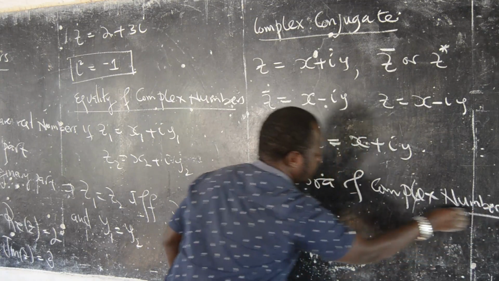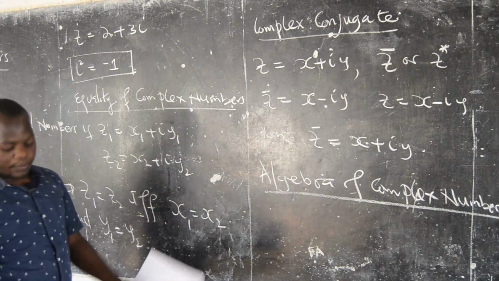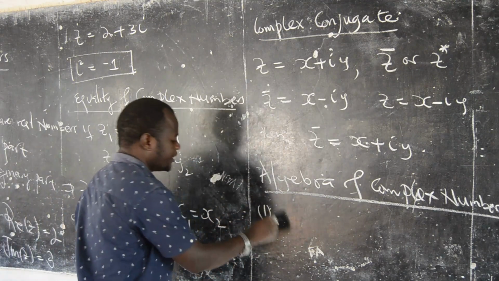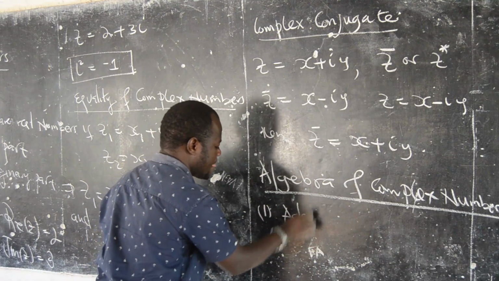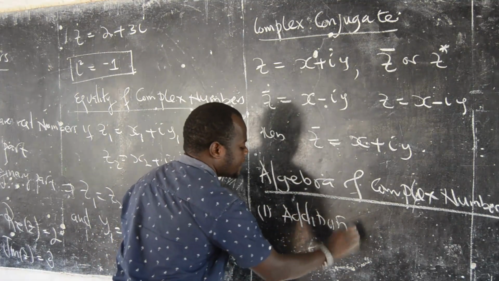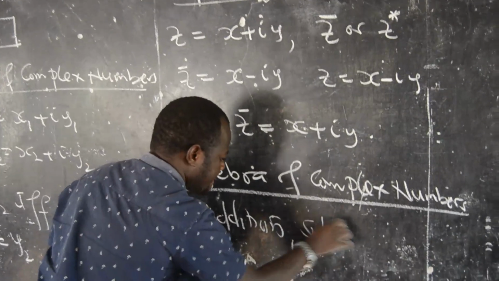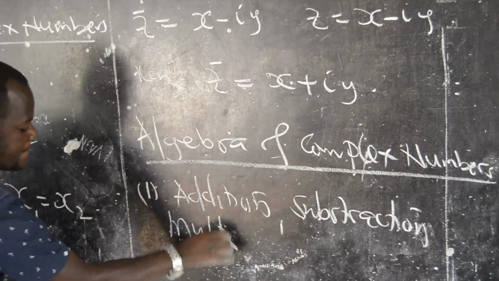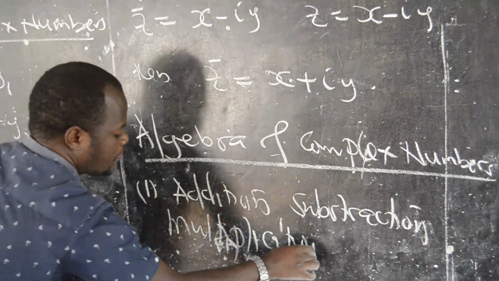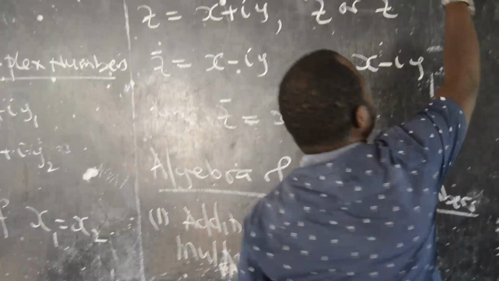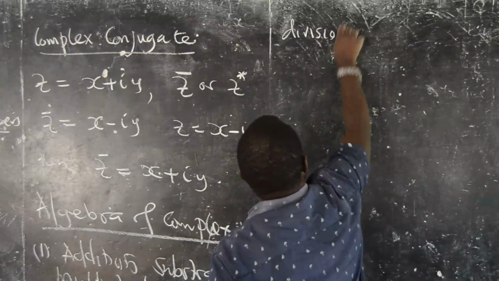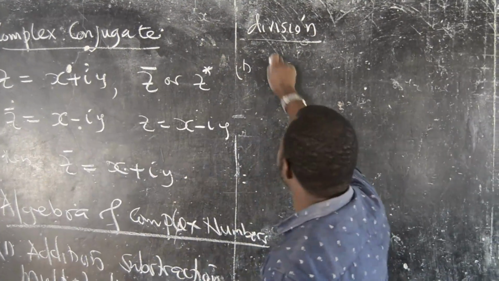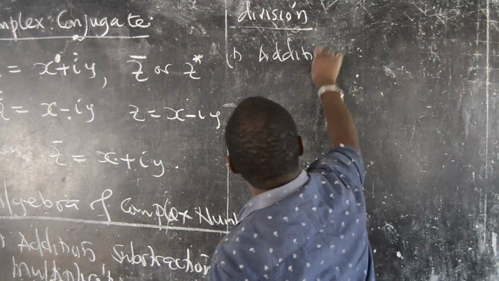Algebra of complex numbers, here we are meaning operations, like how you remember in SADS. And in this case, we shall have algebra of complex numbers: addition, subtraction, multiplication, and then division. So let us just in this lesson have addition and subtraction.